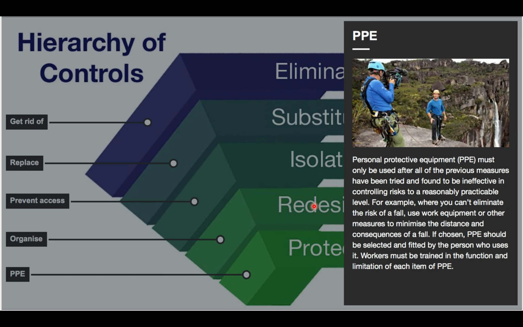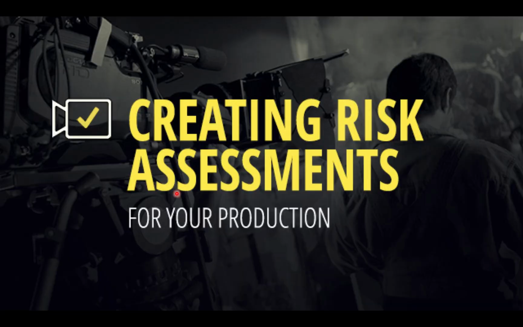Perhaps if you are dealing with open flames, that you're thinking about the equipment you're using there and goggles. Perhaps if you are going down a mountain, you're thinking about the right equipment that you're using with that. So PPE should only be selected if people know how to use it and that all other risk controls have been considered as well. So let's look at how we make those risk assessments for your production.